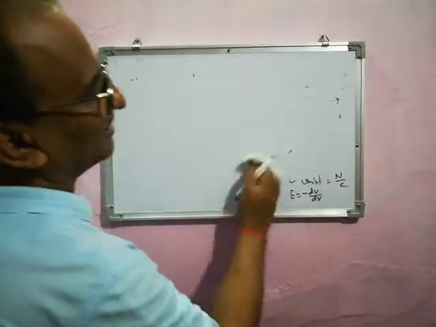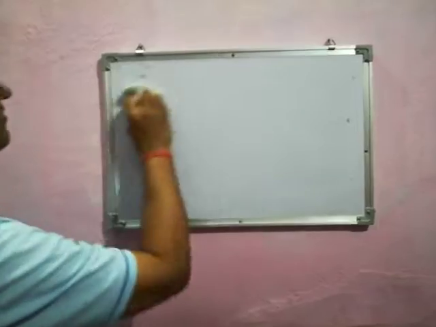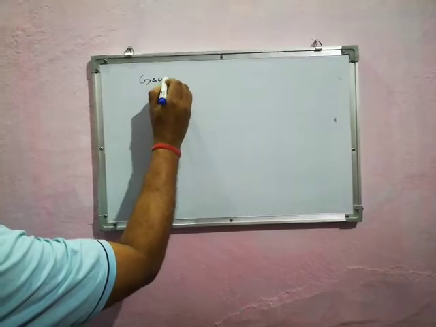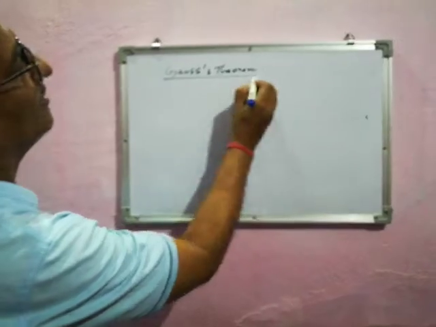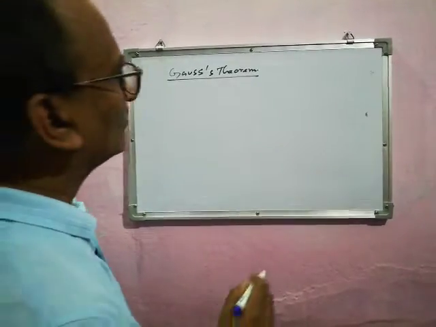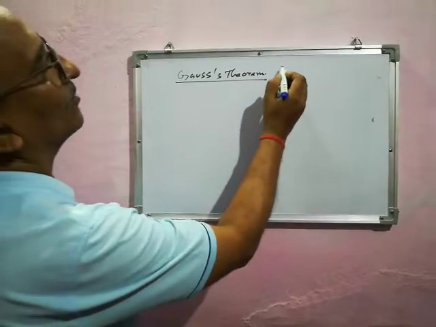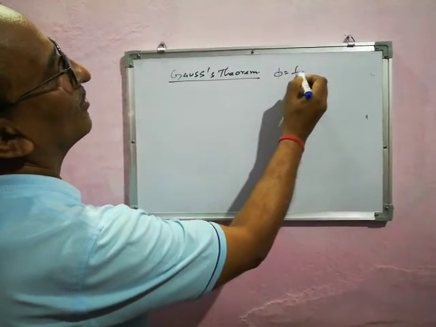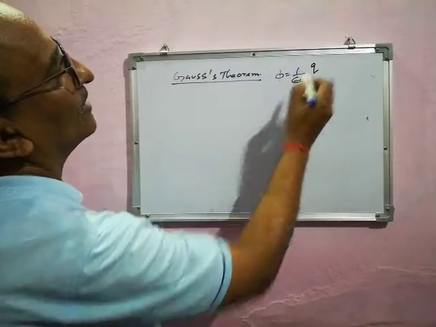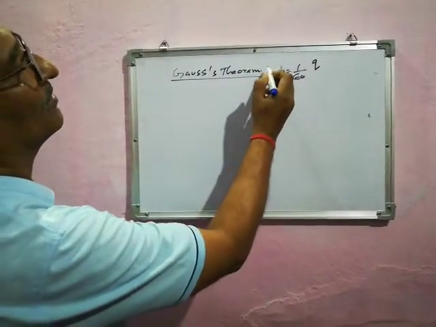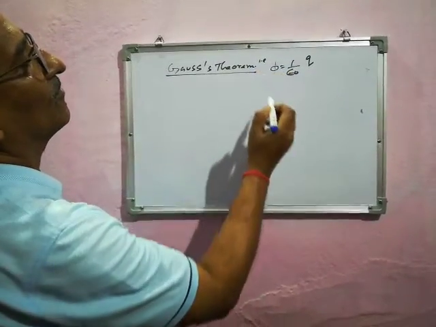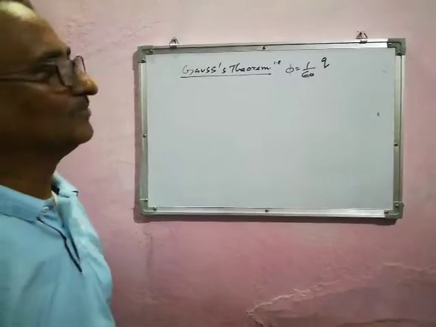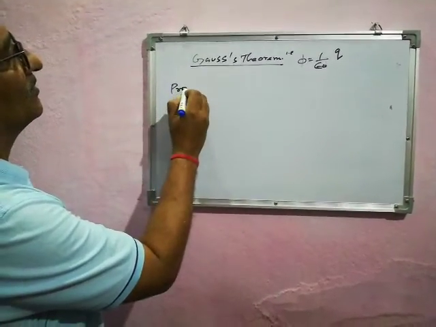Gauss's theorem states that electric flux passing through a closed surface is equal to 1 by epsilon naught times the total charge enclosed by the Gauss surface, enclosed by the closed surface, that is flux is equal to 1 by epsilon naught q. Now let us prove it.